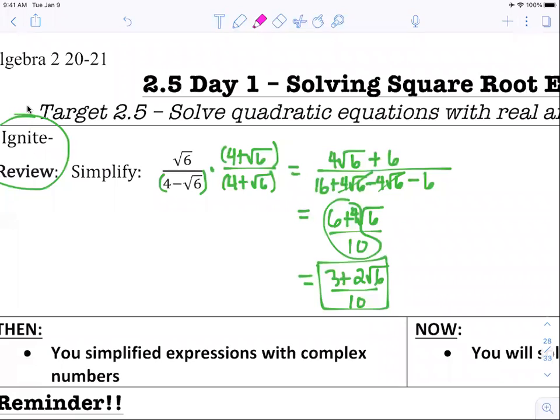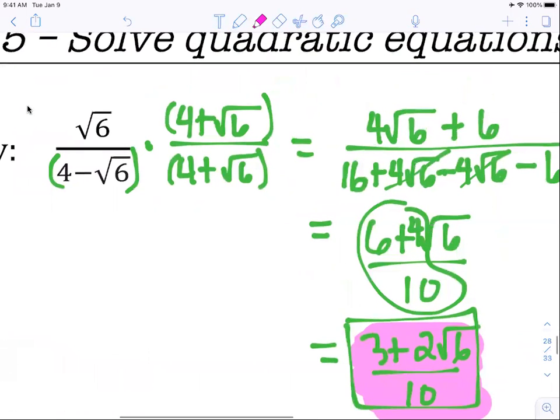All right, final answer is up. You should have got 3 plus 2 root 6, all divided by 10. No matter if it's a complex number with i's involved, or just radicals, remember you're not allowed to have either of those on the denominator of fractions. So we have to rationalize the denominator. We multiply both the top and the bottom by the same quantity of what's on the bottom, just with the flipped sign.